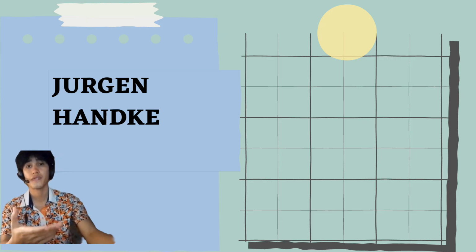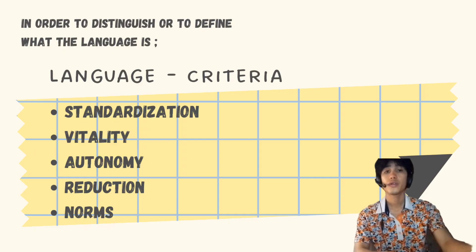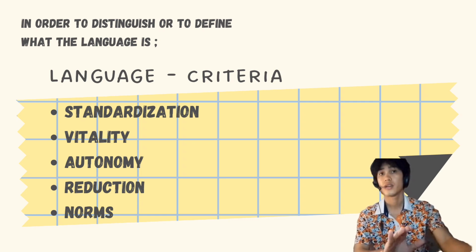So according to Professor Hanke, in order to distinguish or to define what the language is, we have language criterion. So the first criterion is standardization. So what is standardization? Standardization is the process by which a language has been codified in some way. That process usually involves the development of such things as grammars, spelling books, and dictionaries, and possibly a literature.